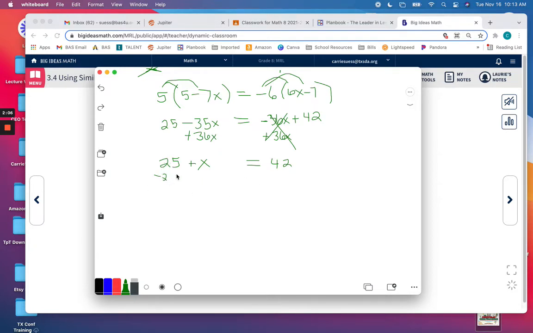So it's a positive 25, so I'm going to subtract 25. So that cancels. I'm left with x equals, what's 42 minus 25? 17. All right, so that's your first warm-up example. Now go do the second one if you have not. I'll leave that up for just a moment.